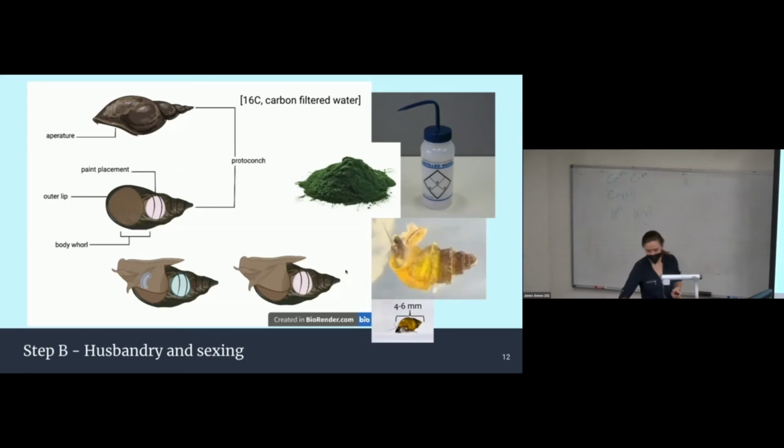So we painted them on the underside of their shell while we were sexing them. And this is just a diagram of how we were sexing them. They're not hermaphroditic. One of them has a penis, the other one does not. It has a rooting sac on its neck. And over there is an actual picture of the snail flipping over. You motivate them to flip over and then sex them.